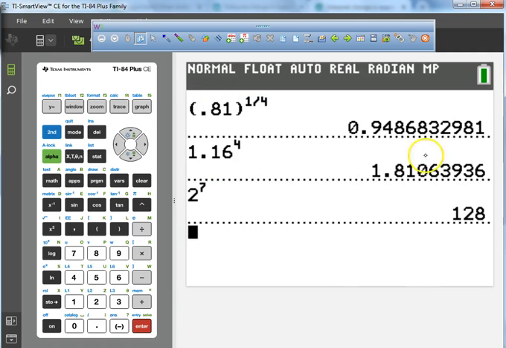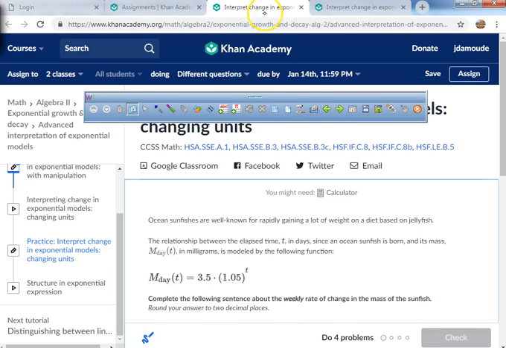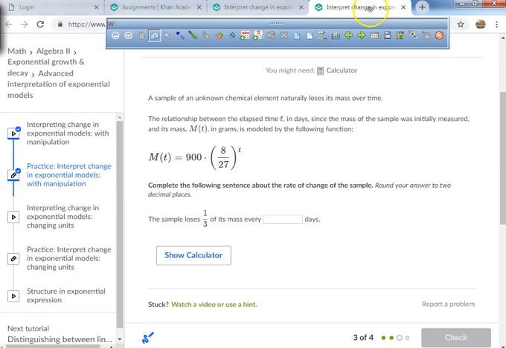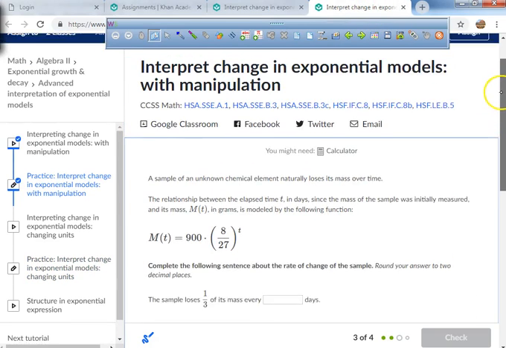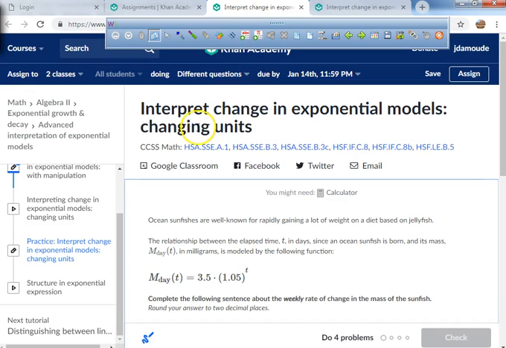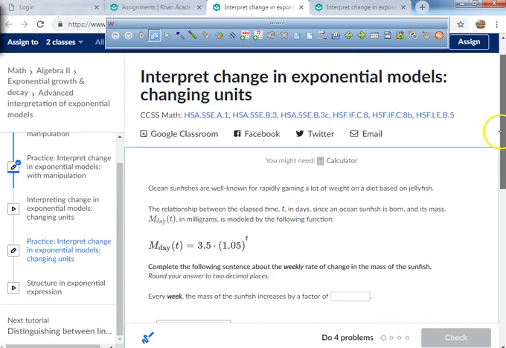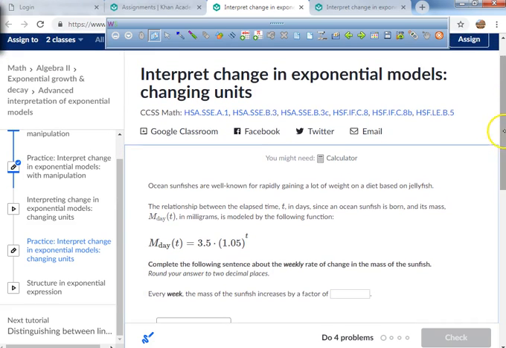All right, so that's enough about that particular one. We need to go from interpreting change. We need to know how to interpret changing units. So here we go. So here's a problem right here. I'm going to do a couple of these problems. All right.